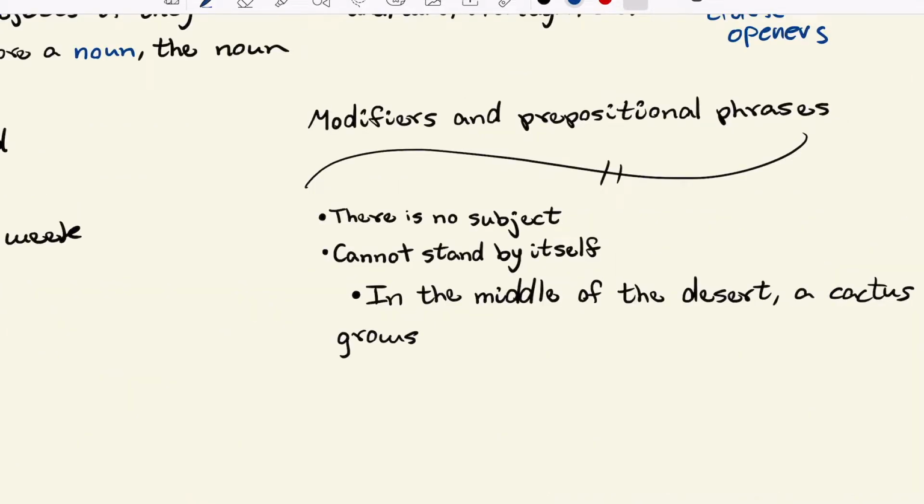In modifiers and prepositional phrases, there's no subject, and they cannot stand by themselves. So, for example, in this sentence, "In the middle of the desert, a cactus grows," we have the independent clause, which is a cactus grows. In this, the subject is the cactus, and the verb is grows. The phrase in the middle of the desert has no subject, and therefore cannot stand by itself, so it must be attached to an independent clause.